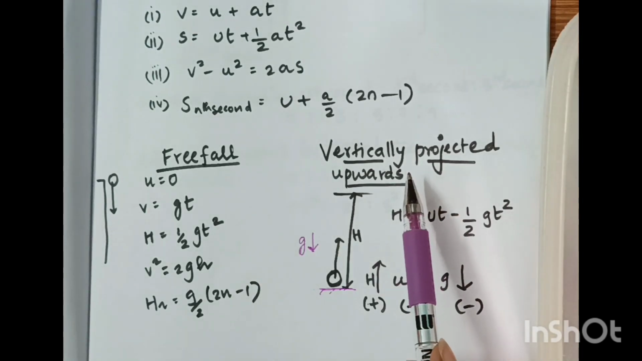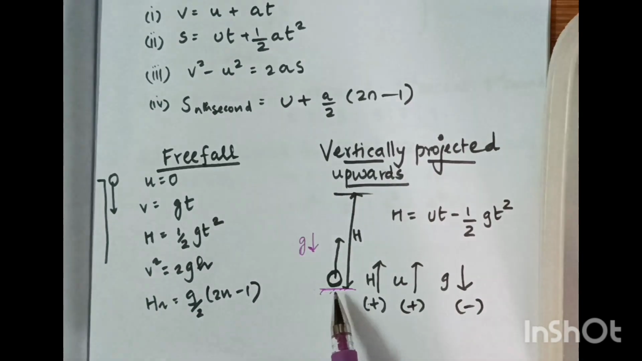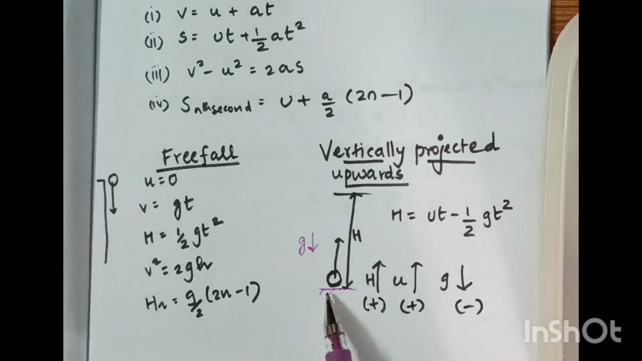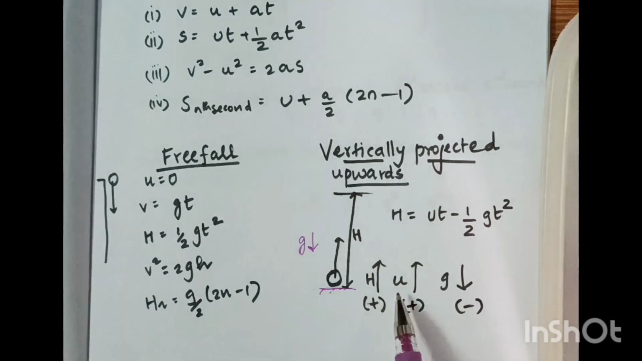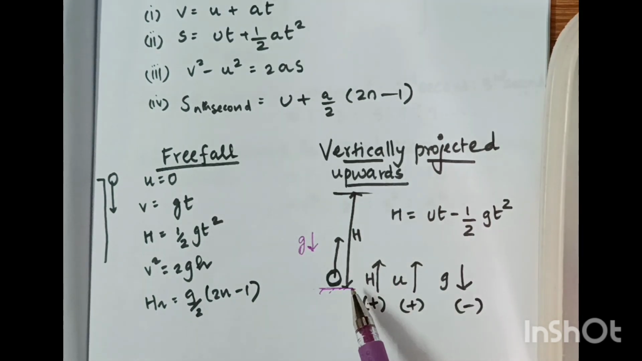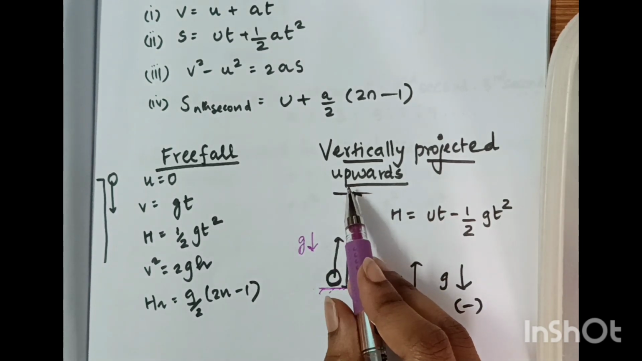Let us consider vertically projected upward. Here we are projecting a ball vertically upwards from the ground. Let us consider this case, and it is reaching a maximum height of h. So here, displacement: we are throwing the ball upward. If we are considering upward as positive, we are giving initial velocity in the upward direction. So initially the ball is thrown this way and its direction is also this way.